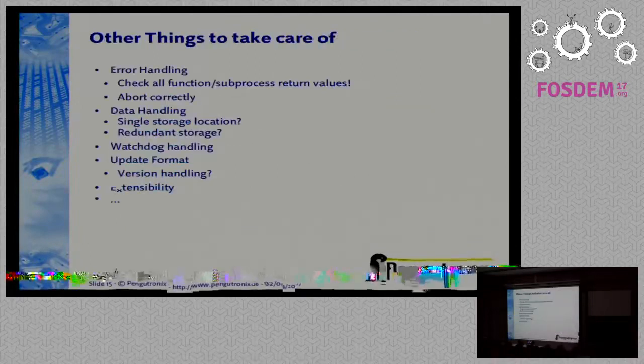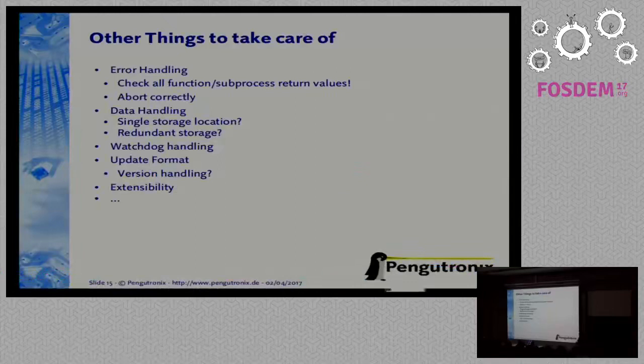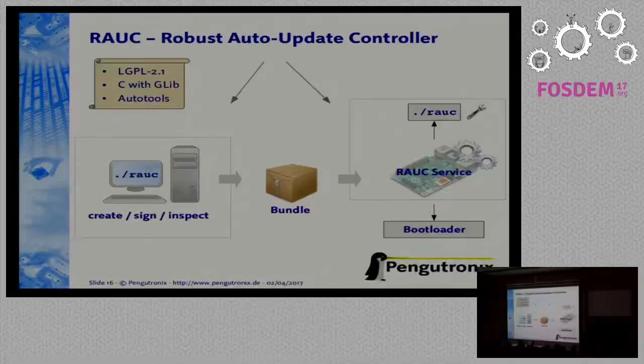And there are a lot of other things you have to take care of. You have to do good error handling to be sure that nothing in the update process failed. You have to think about where you store your data. Do you store it in a single partition or in a redundant partition? This matters if you deal with fallback or data migration, because system A and B may use slightly different data formats, and watchdog handling and much more. So as a conclusion, you can say updating is not that easy. And this is why we developed RAUC, the update tool in firmware.